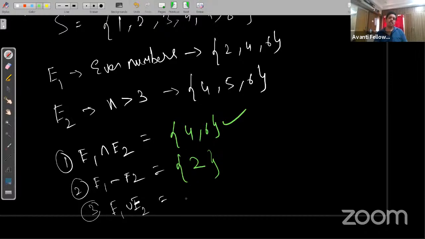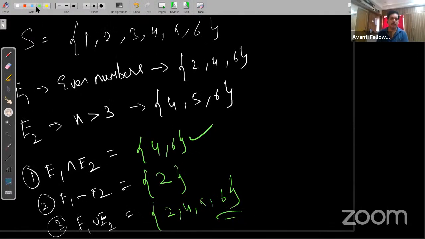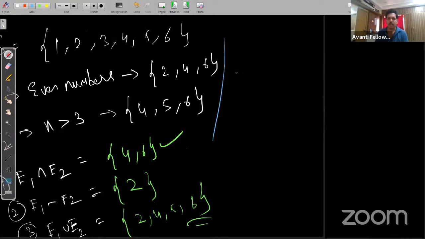So what about E1 union E2? Union means the set of all elements together: 2, 4, 5, 6. Very good. That's it. Is it clear, everyone? Union, intersection, minus. In summary, please remember that A minus B is always equal to A intersection B complement. Try to have some idea on this one.